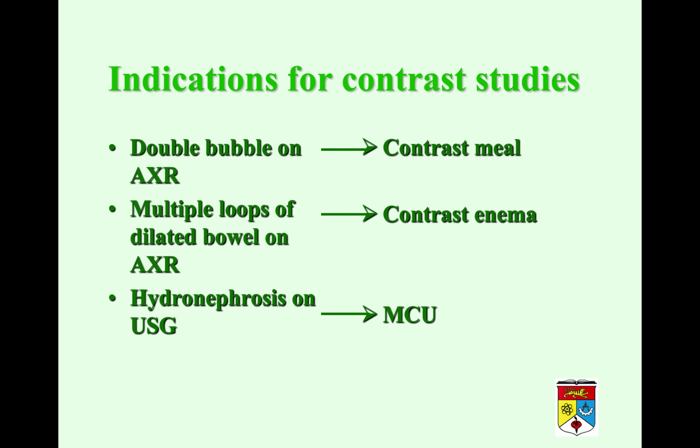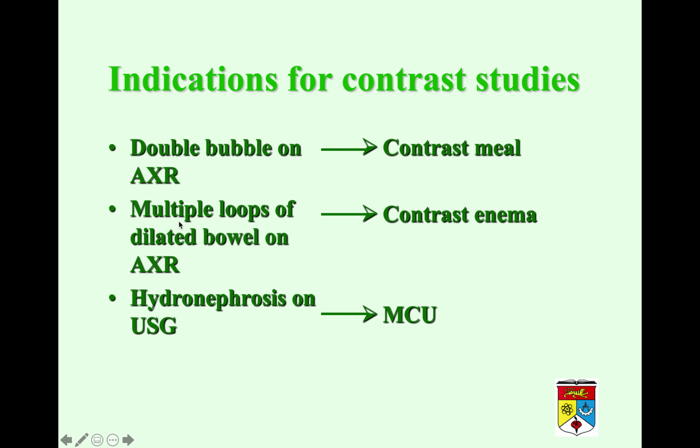Then there are contrast studies. Contrast means that we give dye and we insert it into the lumen, any lumen. So it can be in the GI tract or it can be in the genitourinary system, through the opening at the skin. So it can be through the oral route, from the anus, or through the urethra. Now, whenever we see a double bubble on abdominal radiograph, that will be an indication for a contrast meal. We'll discuss the diseases that are associated with that.